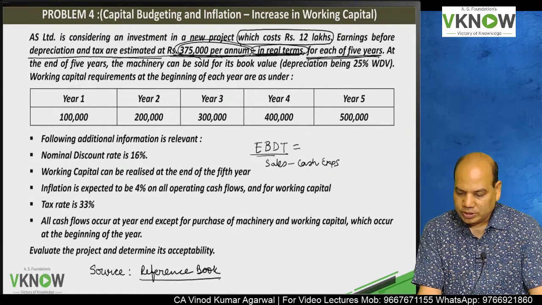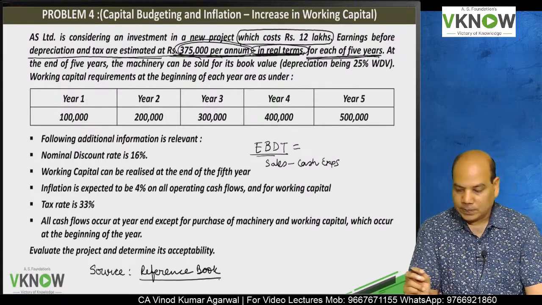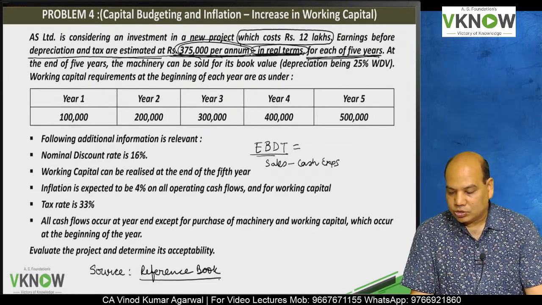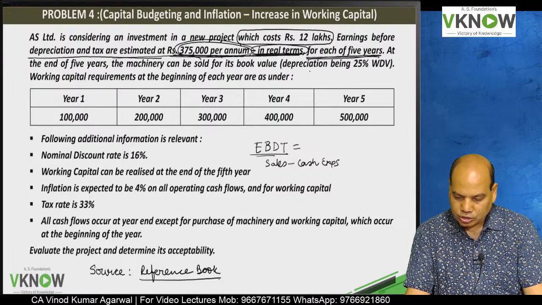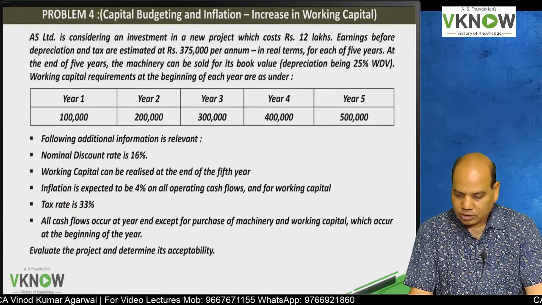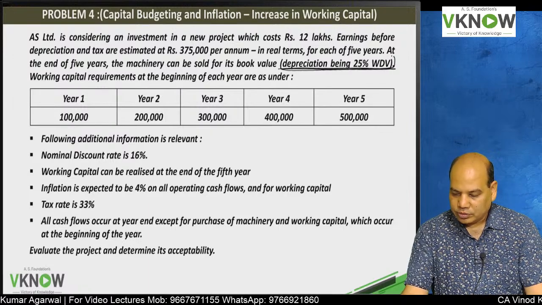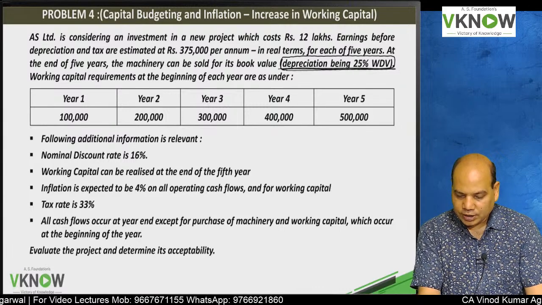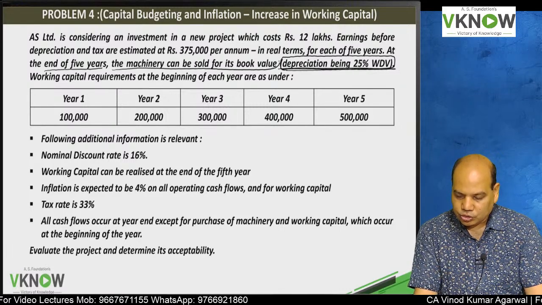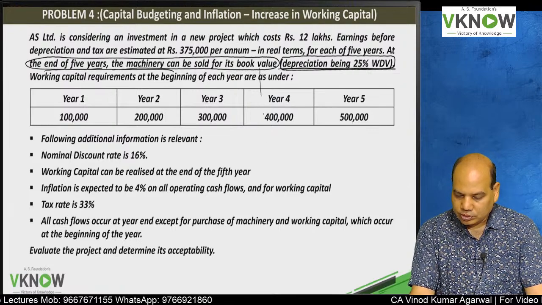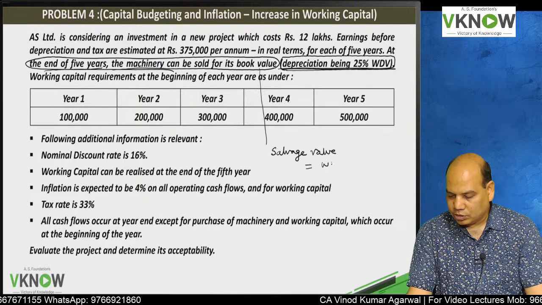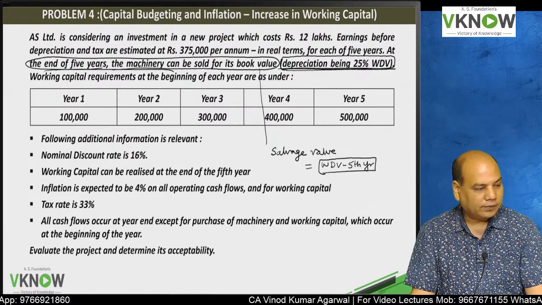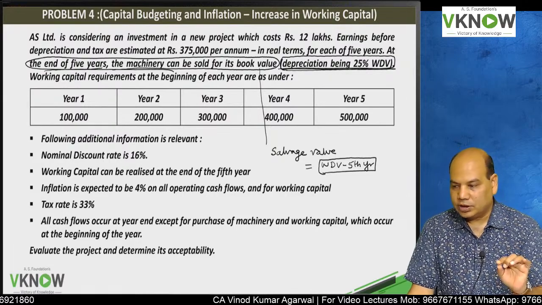We have to convert into nominal terms because tax calculation will be based on nominal. At the end of 5 years, the machinery can be sold for its book value, depreciation being 25% WDV. Oh my God, that will increase my workload. The meaning of this line is that the salvage value of the asset is equal to the WDV of the fifth year, after depreciating in the fifth year.